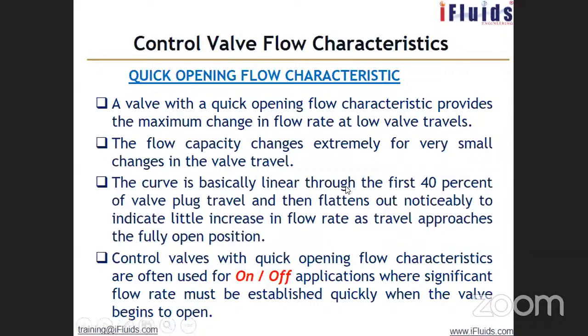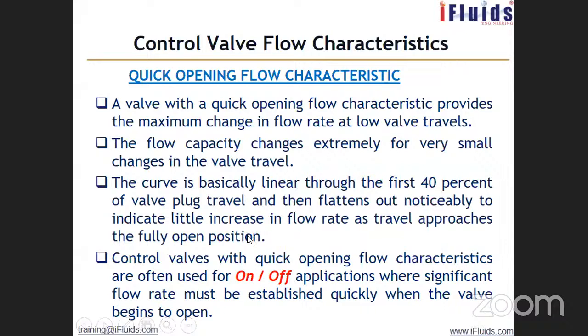The curve is basically linear through the first 40% of the valve. So as you open 20%, 20% flow, 30%, 30% flow, up to 40% it follows the linear characteristics. Afterward, the curve becomes flat and shows little increase in flow rate as travel approaches the full open position.